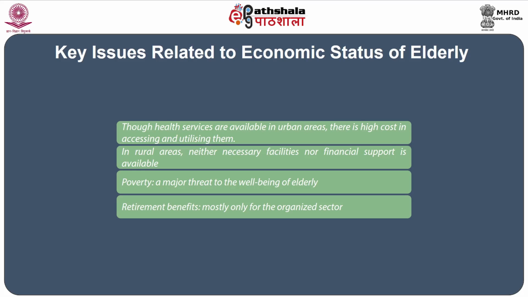Those who have retirement benefits are only a few, and they are also mostly from the organized sector. An overwhelming proportion, more than 95% of the people in the workforce, are engaged in the unorganized sector. So the elderly, as long as they can work and get the benefit of a daily wage or regular wage, will benefit. However, if their health condition deteriorates and they are not able to contribute, they will be nowhere, especially in getting the benefit from the financial security point of view.